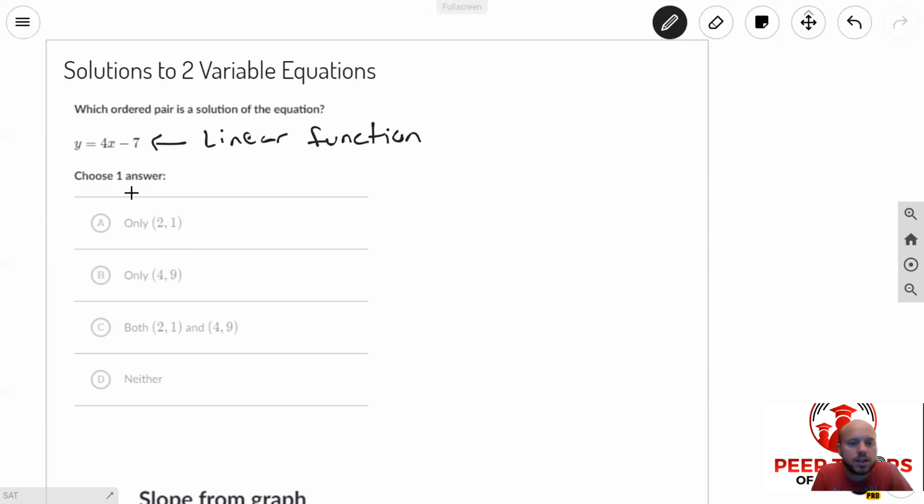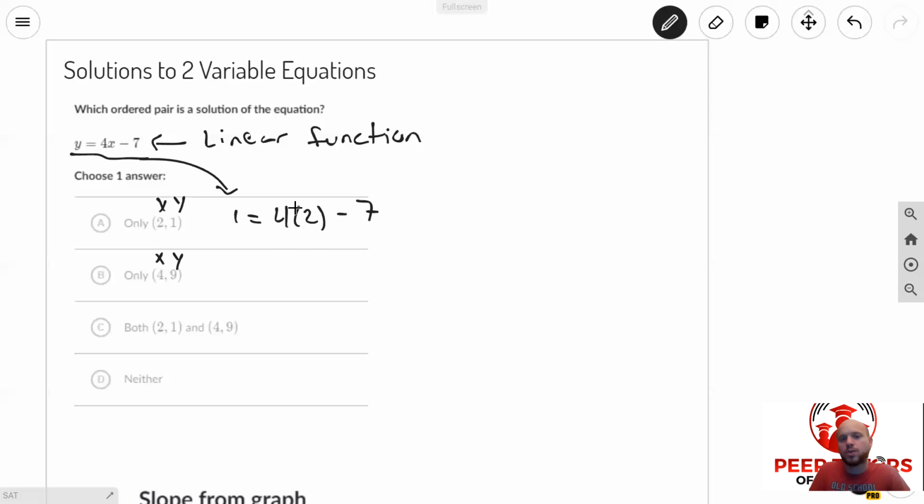So 2 is our x, and 1 is our y. And then here we have a different x and y. So let's go ahead and substitute and we'll see what happens. So here's our equation. We're going to bring that down here. But instead of y, we're going to write 1, and instead of x, we're going to write 2 in parentheses. So we substituted the x and the y.